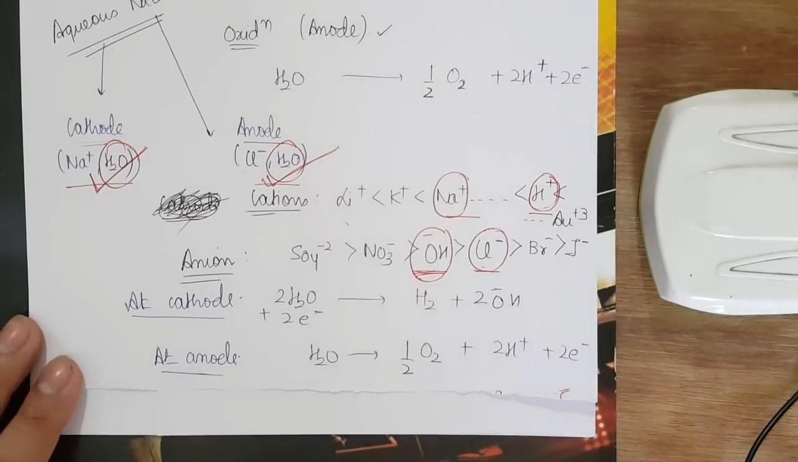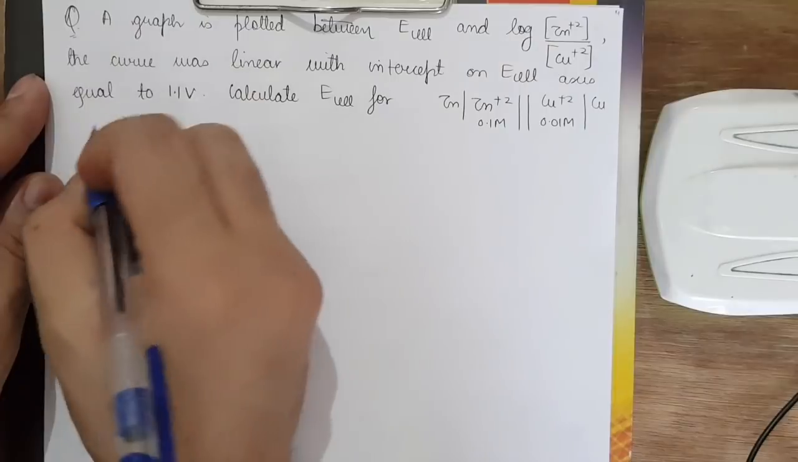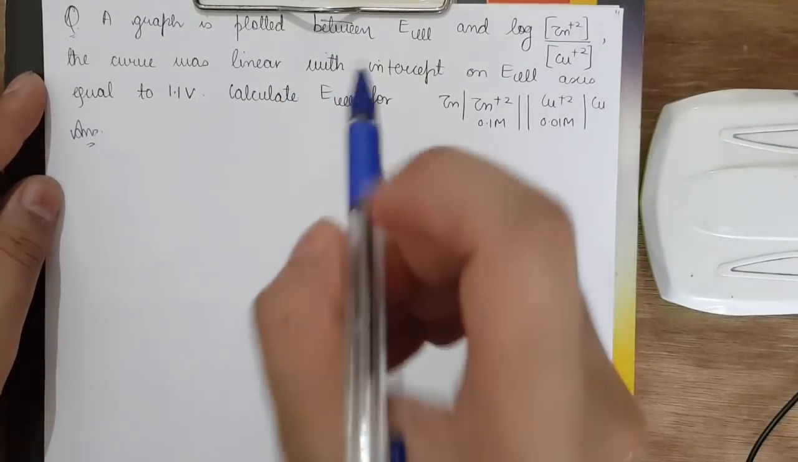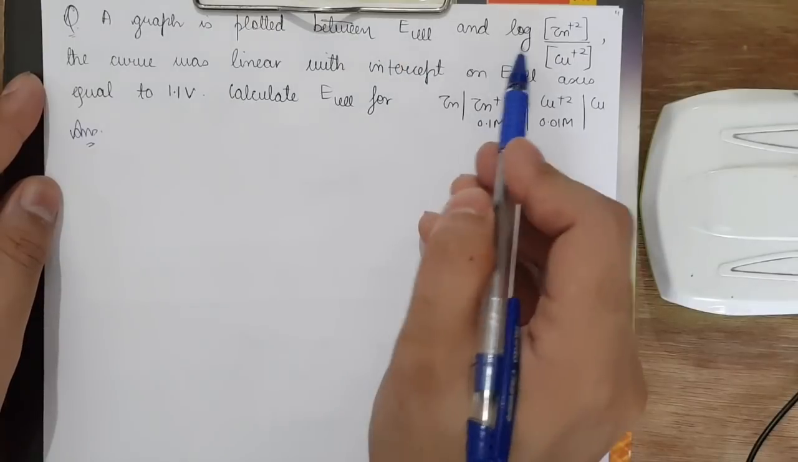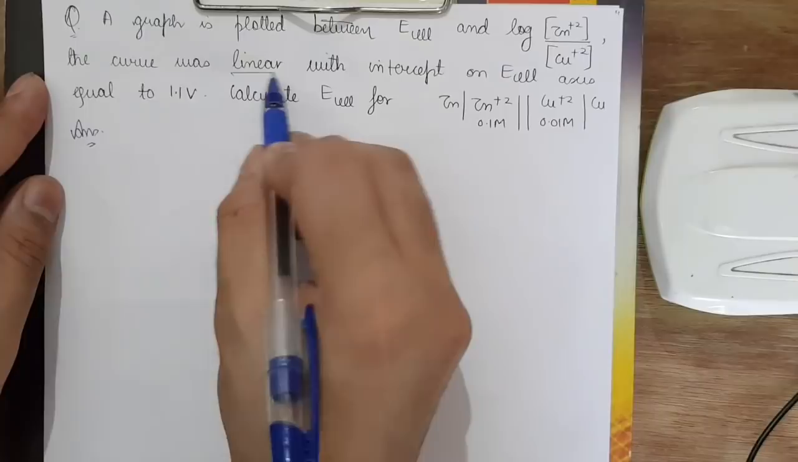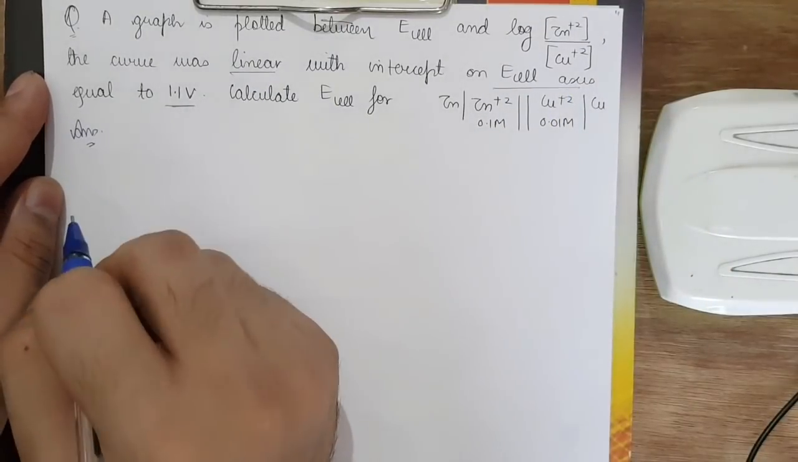So that is very important here. I hope this point is clear to you. Now I am taking a simple question here to make you understand the involvement of mathematics in the slope form in this chapter. So basically a graph is plotted between E cell and log Zn plus 2 upon Cu plus 2. The curve was linear with the intercept on the E cell axis equal to 1.1 volts.